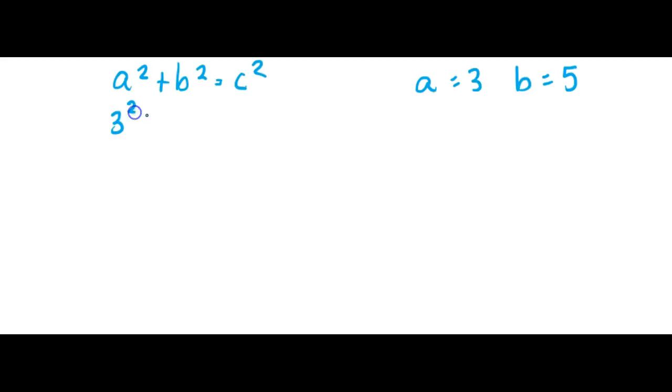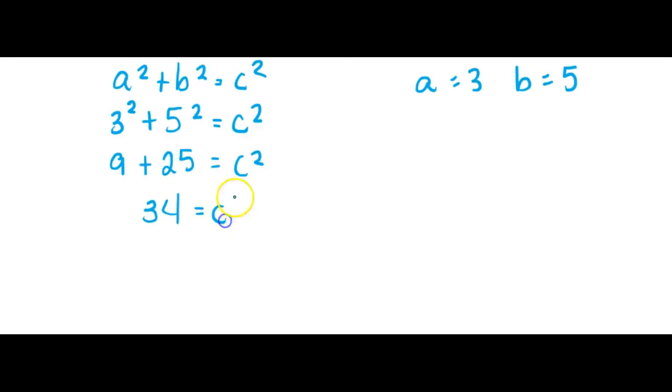So we get 3 squared plus 5 squared equals c squared. So 9 plus 25 equals c squared. And 9 plus 25 is 34. And remember, at this point, because we need to make sure that we know how to balance, we have to take the square root of both sides. So the square root of 34 is equivalent to our c.